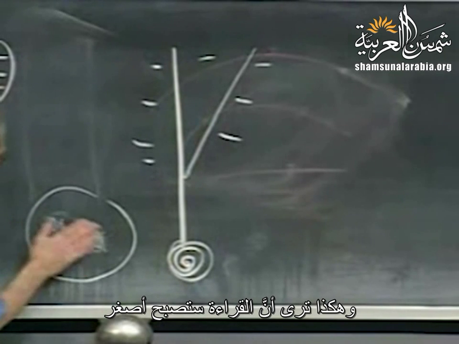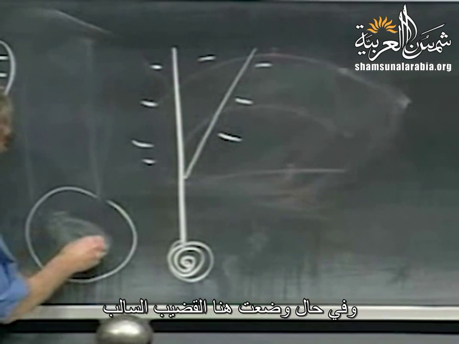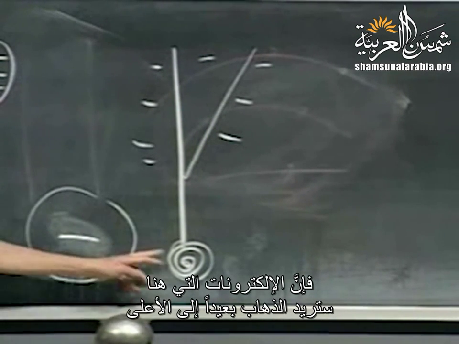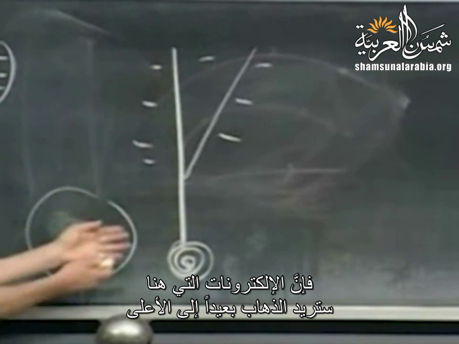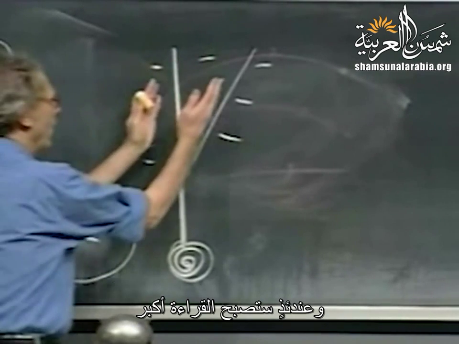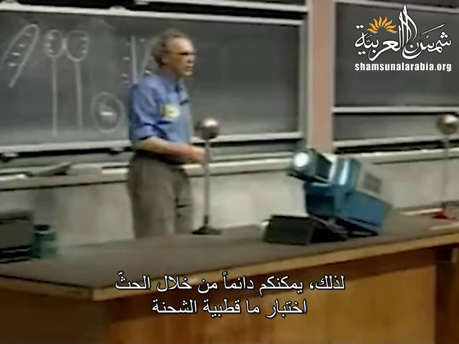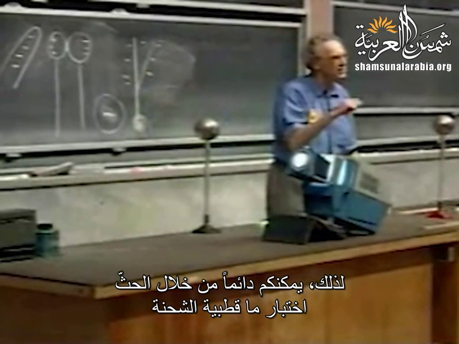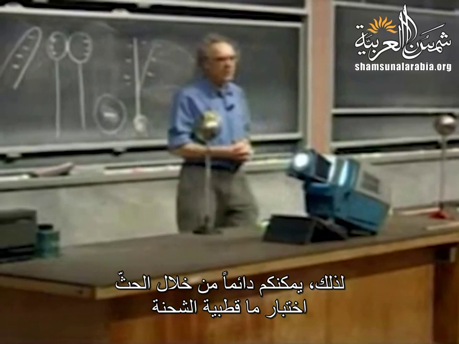If, however, I put here a negative rod, then the electrons which are here want to go further away, they will stream up, and therefore the reading will become larger. So you can always, through induction, test what the polarity is of your charge.